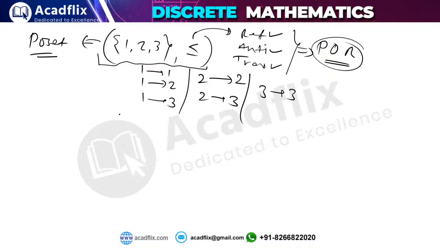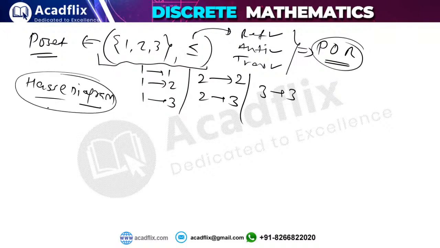Now to represent a POSET, we have something special called hash diagram. This is a special diagram to represent a POSET. We get this hash diagram from graph representation. You already know that any relation, whatever relation you have, can be represented with graph representation.